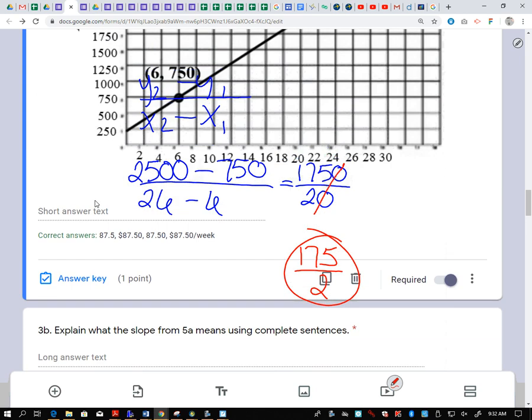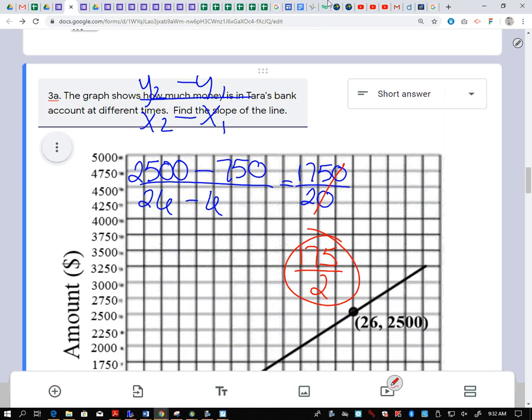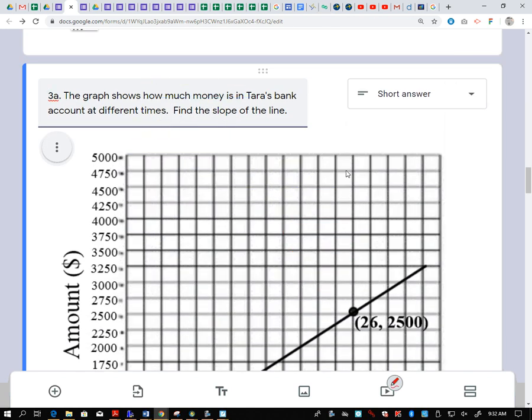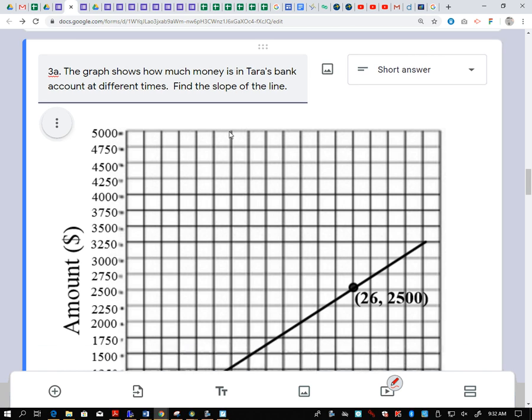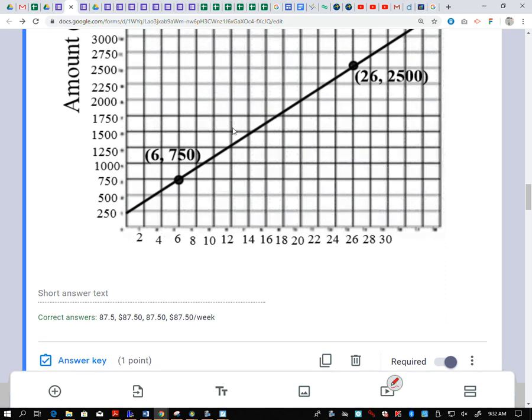They would also take, looks like they're taking 87.5. I want to see, because if you take that, I think you'll see. The graph shows how much money is left in Tara's bank account at different times. Find the slope of the line. So here you're seeing what kind of answer we want to see there.